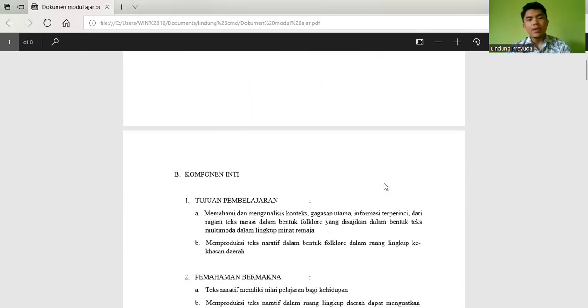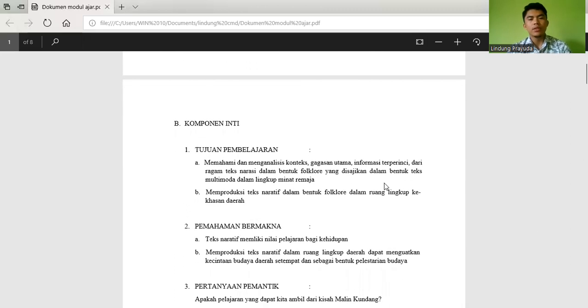And for the learning model, I use a genre-based approach. And then we come to the main component. First, tujuan pembelajaran.